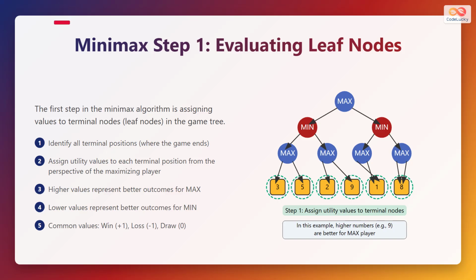In the illustration, all the terminal nodes have been assigned utility values. The numbers inside the rectangles represent the utility for the maximizing player.